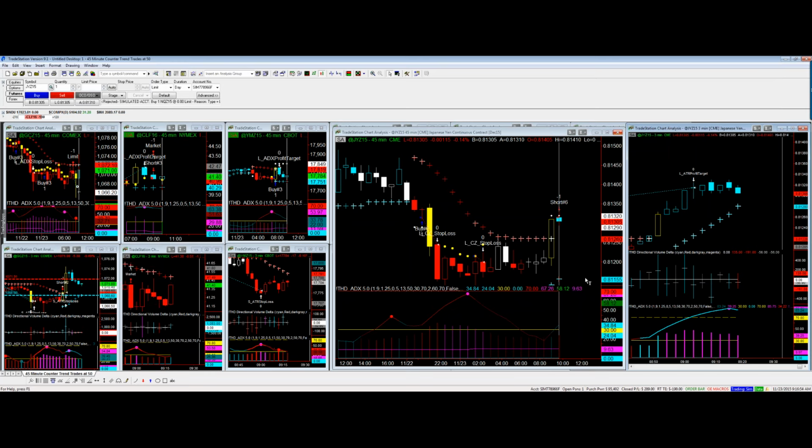What would need to happen on the 3-minute to take a short over on the Japanese yen? You would need to flip the ATR. It would need to go from blue to red, and then it would need to go back and test the ATR for you to get into that short.